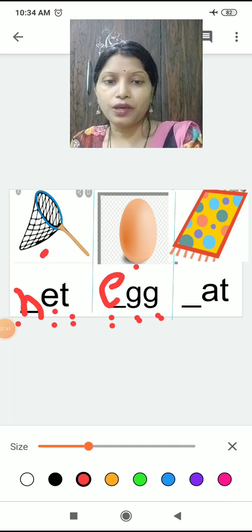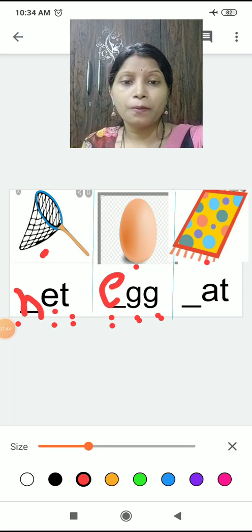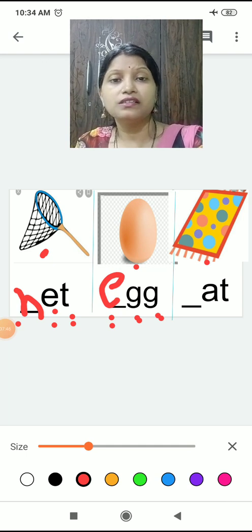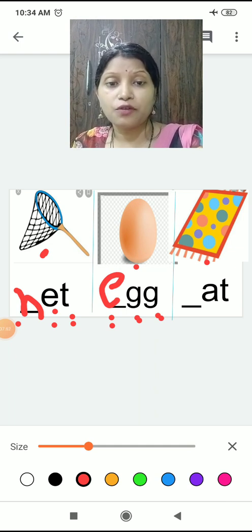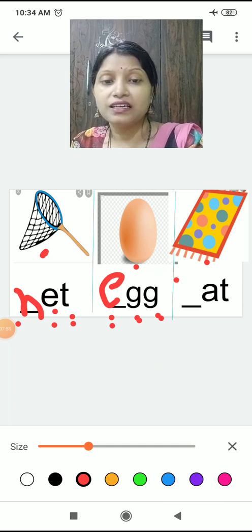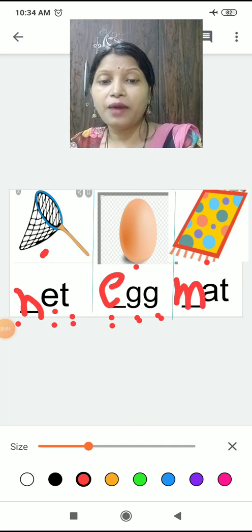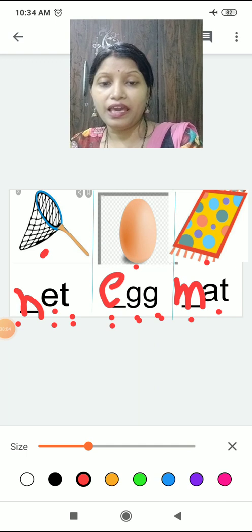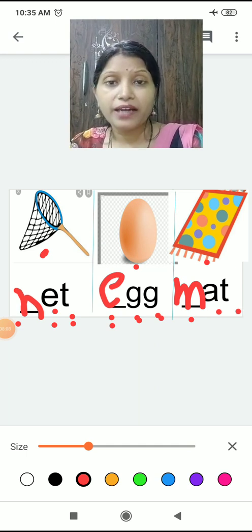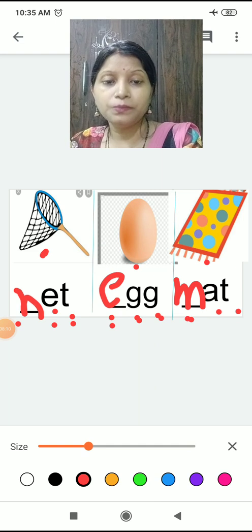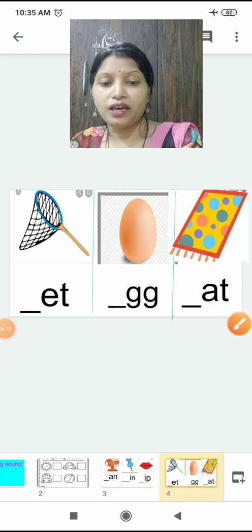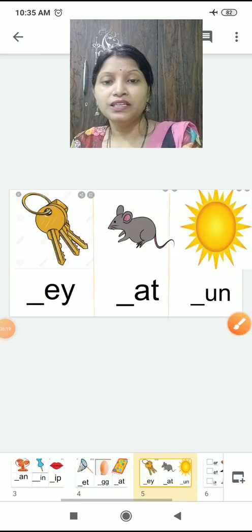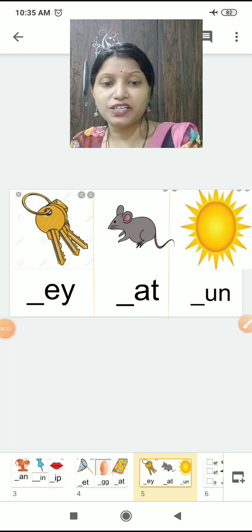Egg. Okay. Now what is it, children? Mat. What is it? Mat. Okay. So now which alphabet has the sound of M? Mat. M. Yes, it is M. M A T. Mat. Read with me. M A T. Mat. Okay, very good. Come to the next worksheet.